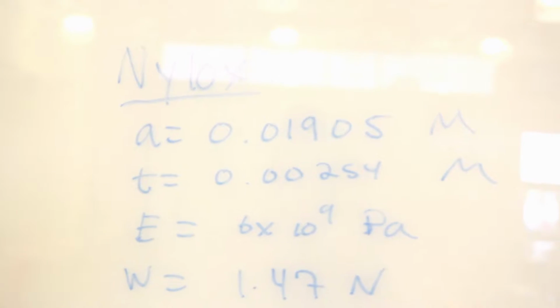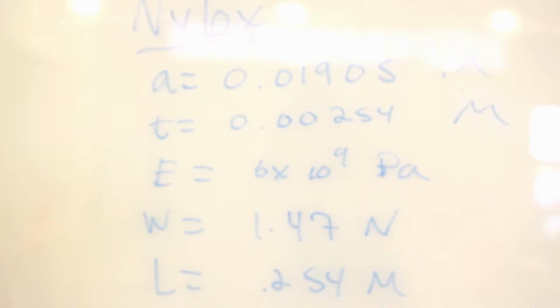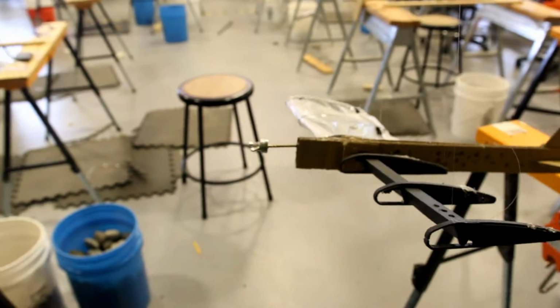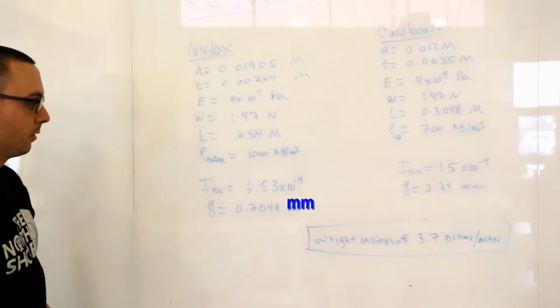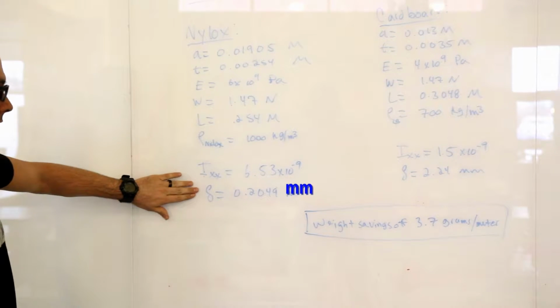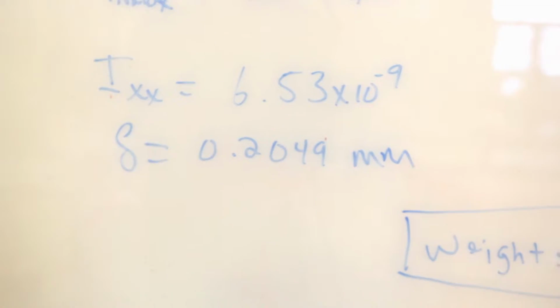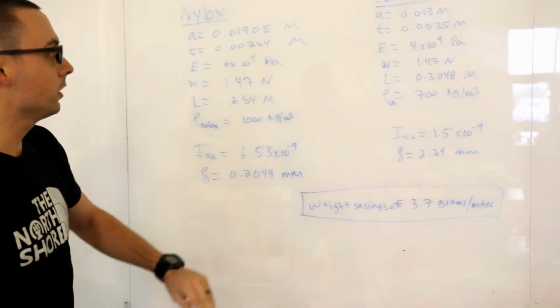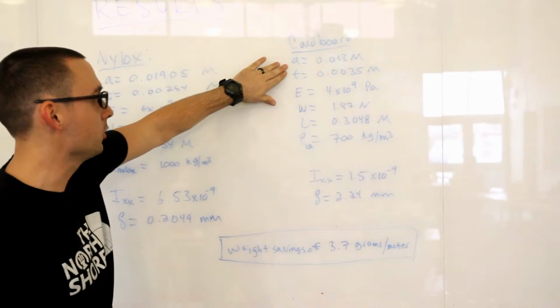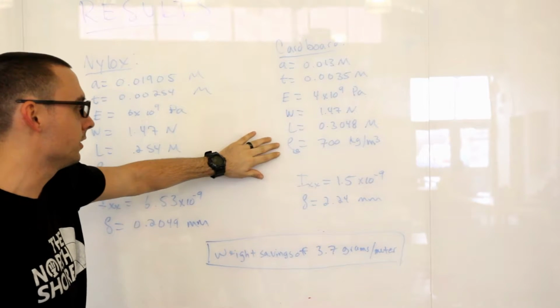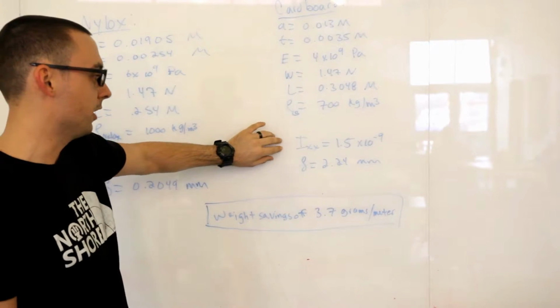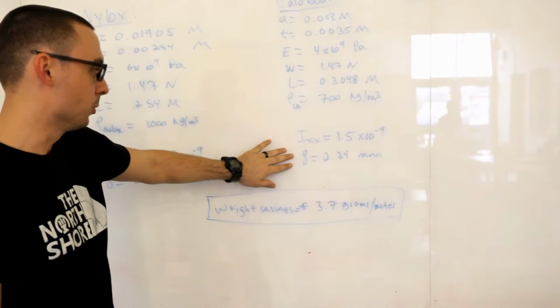Alright, so our results, plugging in the values for both Nylox and cardboard. Again, Nylox is a 3D printable material and cardboard is just standard cardboard. Our moment of inertia being 6.53 times 10 to the minus 9th. And our deflection calculation comes out to 2.05 millimeters. Cardboard, conversely, has different values for A and T, and obviously different values for our elastic modulus and density, and gives us a moment of inertia of 1.5 times 10 to the minus 9th, and a deflection of 2.24 millimeters.